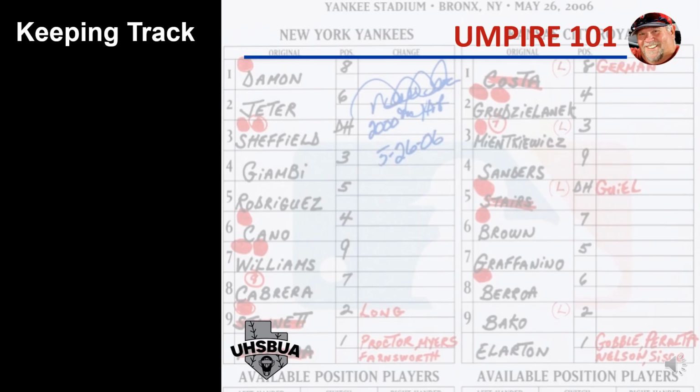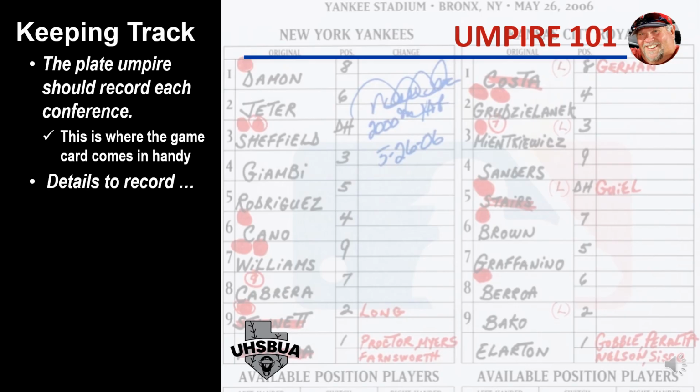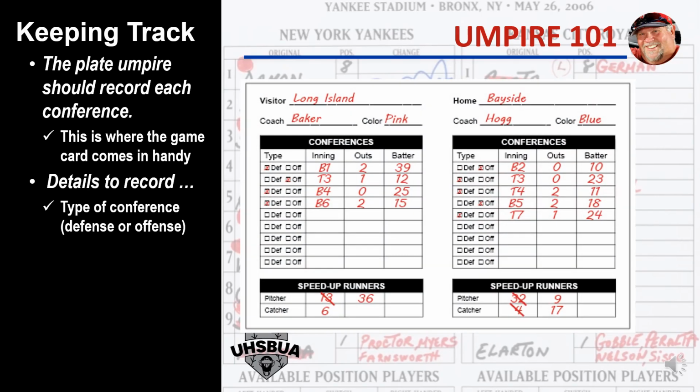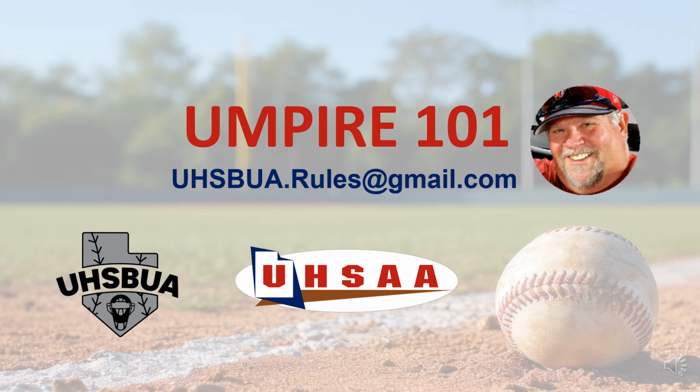Charged conferences should be recorded on the game card. In addition to the type of conference, defensive or offensive, the plate umpire should record the inning of the conference, the number of outs at the time of the conference, and the uniform number of the proper batter. It is important to record these details in case a coach disputes the number of charged conferences he or she has used. That concludes this module.